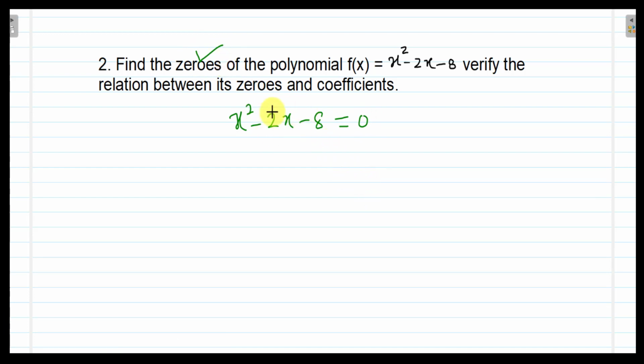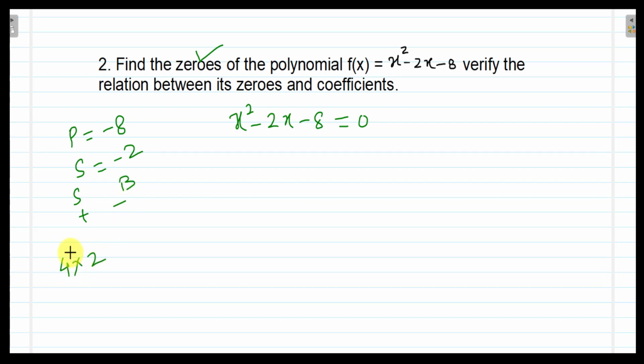So we solve this by splitting the middle term. We want product as minus 8 and sum as minus 2. Since we want product as minus 8, one number will have a positive sign and the other number will have a negative sign. Then only the product will be negative. But since the middle term is negative, the bigger number will have a negative sign and the smaller number will have a positive sign. And therefore the two numbers are 4 2s are 8.